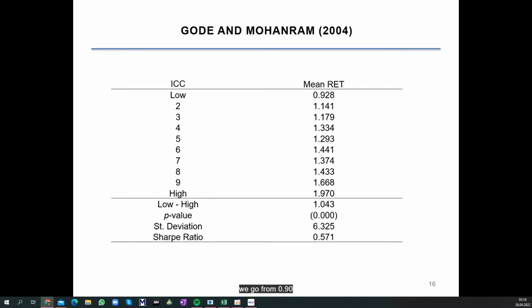So we go from 0.93% up to 1.97%, and if we form the hedge portfolio strategy to buy stocks with high implied cost of capital and short stocks with low implied cost of capital, we earn a hedge portfolio return of 1.04% in the time period that I used. This is statistically significant, and the annual Sharpe ratio is equal to 0.57.